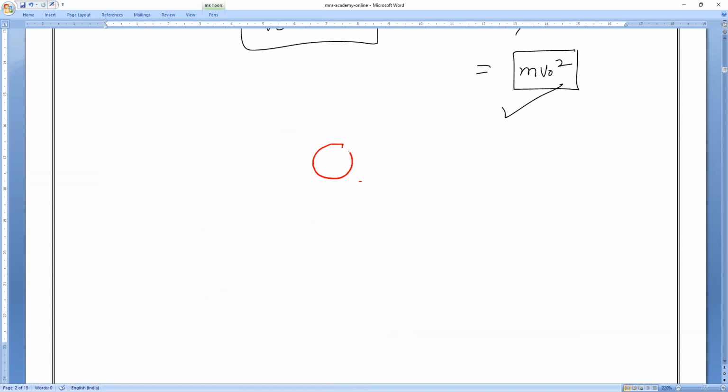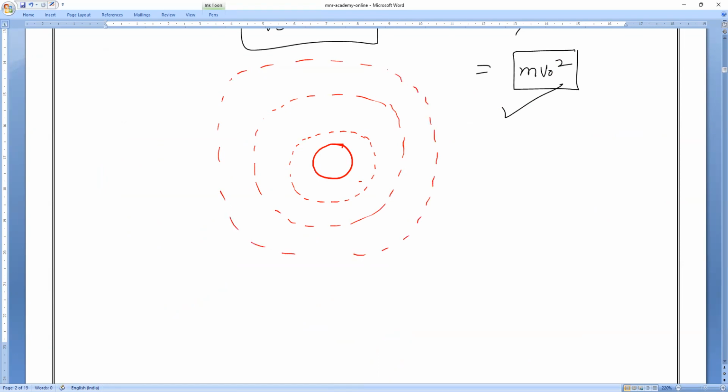So basically, whatever satellites we are launching, some satellites are revolving very close to the Earth, some satellites are revolving very far away from the Earth, and some other satellites are moving even farther away from the Earth. So it is based upon the distance away from the sun or the Earth, whatever the orbit we are launching.